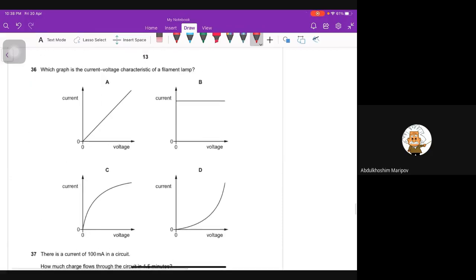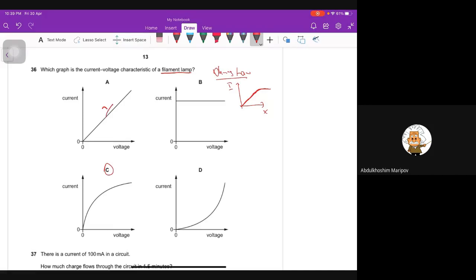All right. Which graph is the current-voltage diagram of a filament lamp? Remember, filament lamps don't obey Ohm's law. What is Ohm's law, guys? With the current I and the voltage, it's this way. The filament lamp follows it until one point, then the current stays the same as the voltage increases. So it will go this way if you remember. It's C.